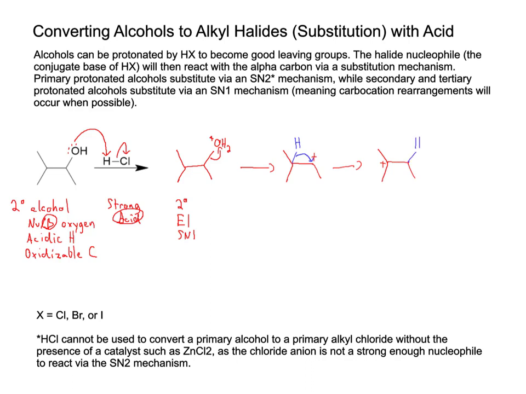Once we have the tertiary carbocation, now we can show the last step of this reaction. We have that Cl negative nucleophile, and this is simply going to come in and attack that carbocation, giving us our final product, where we have the chlorine in that tertiary position.